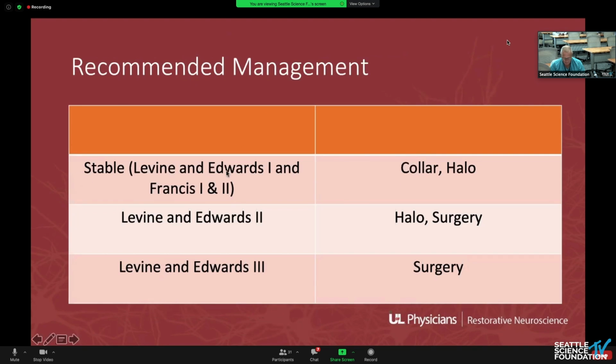In terms of the recommended management of these fractures, type 1 is typically stable, and so you can try a halo or a collar. Then the type 2, we talked about that, that's the halo or surgery, and the type 3 is almost always surgery.